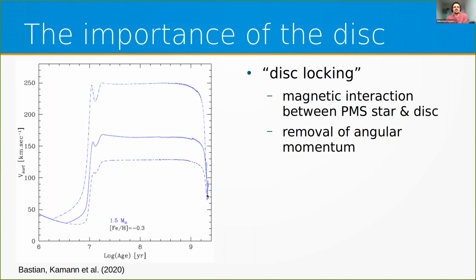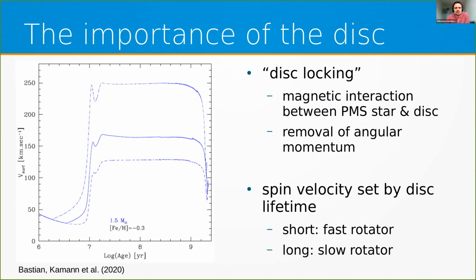Now, this is of course based on relatively low mass stars, and the extrapolation to more massive stars is still unclear. So there's definitely still a bit more work to do, but I still think this could be an intriguing scenario to explain the observed spin distributions in young star clusters. So just to summarize, in this scenario, the spin velocity would be set by the disk lifetime, in the sense that a star that loses its disk early on would be a fast rotator, whereas a star that maintains its disk would be a slow rotator.